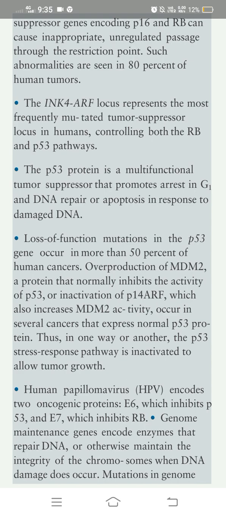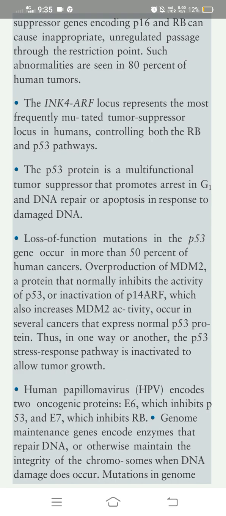Loss of function mutations in the P53 gene occur in more than 50% of human cancers. Overproduction of MDM2, a protein that normally inhibits the activity of p53, or inactivation of p14ARF, which also increases MDM2 activity, occurs in several cancers that express normal p53 protein. Thus, in one way or another, the p53 stress response pathway is inactivated to allow tumor growth. Human papillomavirus encodes two carcinogenic proteins, E6, which inhibits p53, and E7, which inhibits RB.